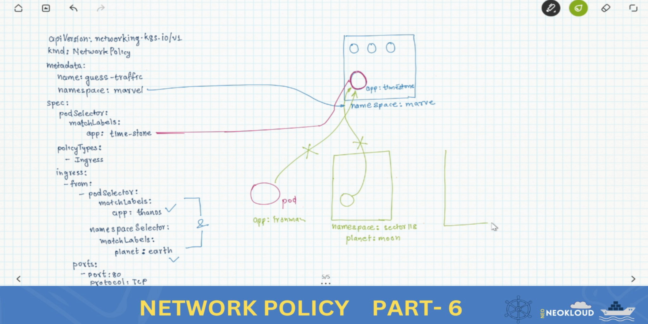No. Here, one namespace sector 119, planet equal to, app equal to Spider-Man. Will it be able to communicate? No. Here, if a pod whose label is app equal to Thanos, this pod will communicate. Meaning here are the AND conditions.